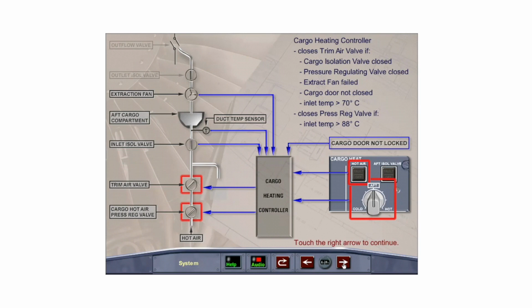The cargo heating controller will close the cargo trim air valve if a cargo isolation valve is closed, the cargo pressure regulating valve is closed, the extract fan has failed, the aft or bulk cargo door is not closed and locked, or the inlet temperature exceeds 70 degrees Celsius. If the inlet temperature exceeds 88 degrees Celsius, the cargo pressure regulating valve is also closed.